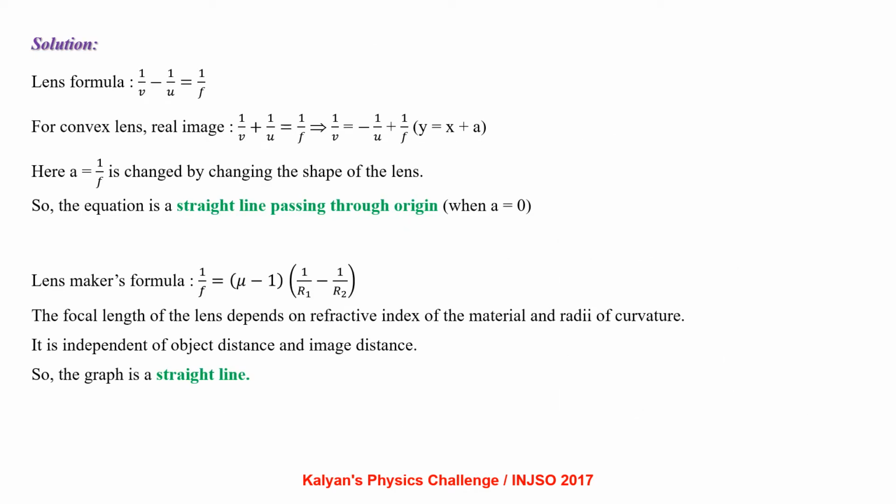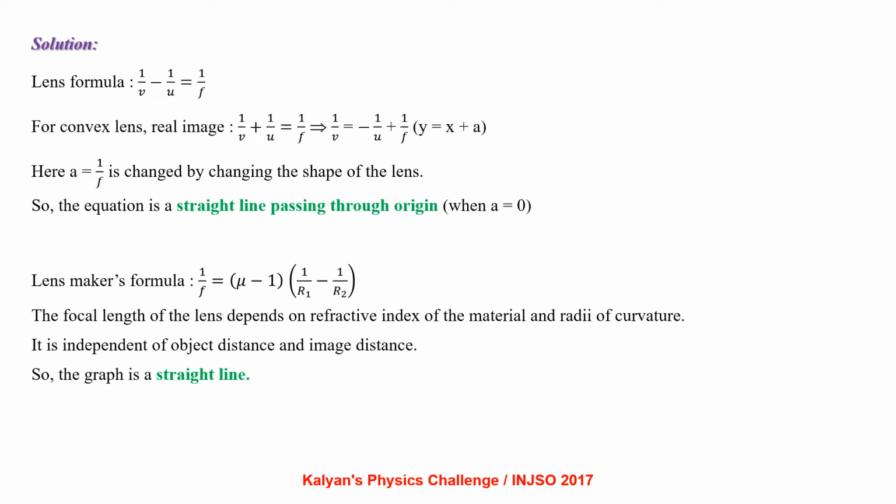Applying lens formula, 1 by v minus 1 by u equal to 1 by f. For convex lens real image, it is 1 by v plus 1 by u equal to 1 by f, which gives us 1 by v equal to minus 1 by u plus 1 by f, which is in the form of y equal to x plus a. Here a equal to 1 by f is changed by changing the shape of the lens, so the equation is a straight line passing through origin.